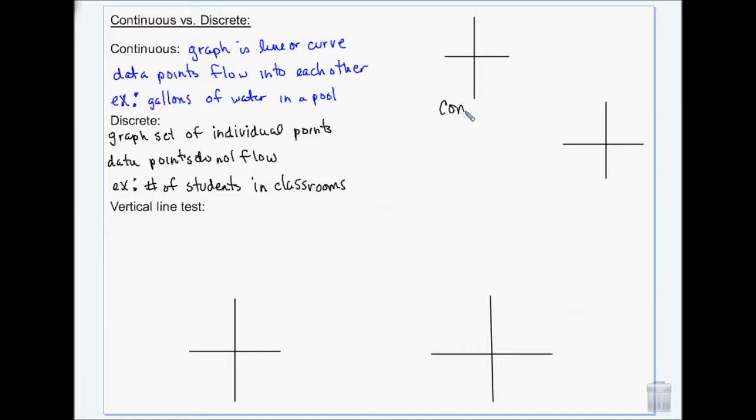So a graph of a continuous function is going to be like a line. And a graph of a discrete function, it might look like a line, or it might have random dots everywhere, but it's just going to be a bunch of dots.